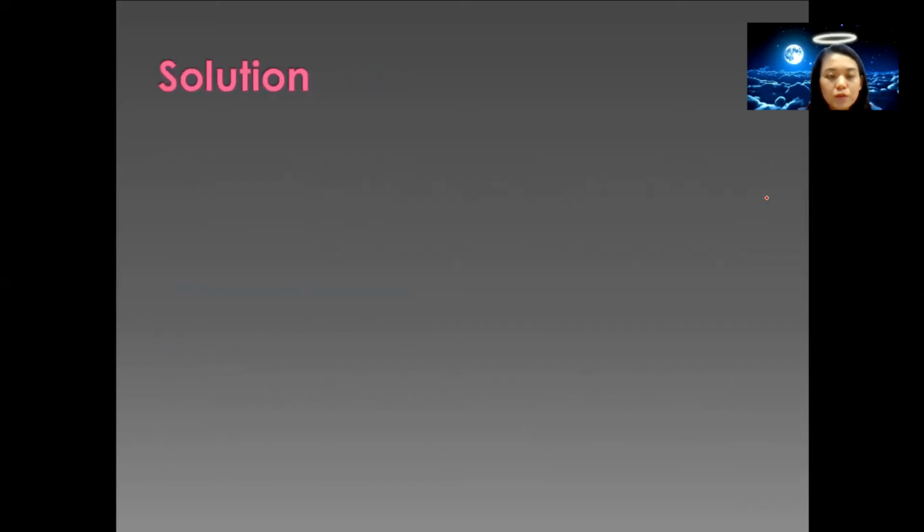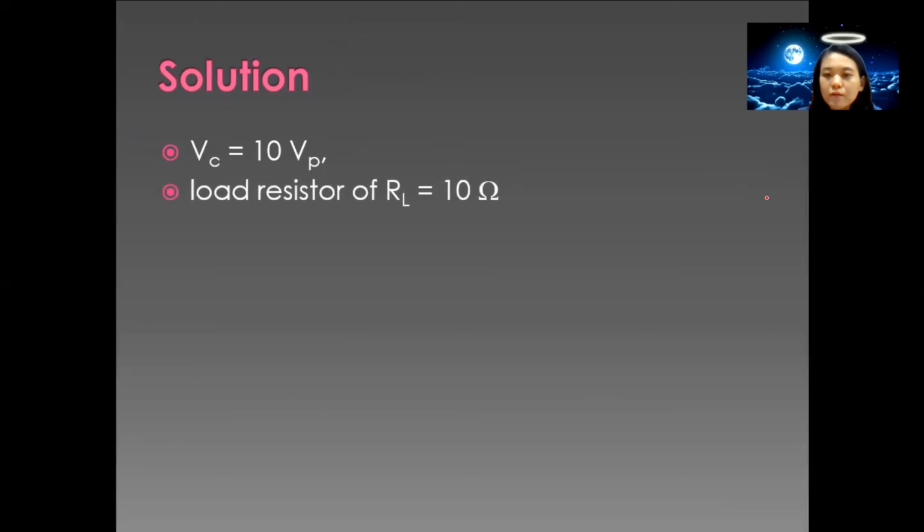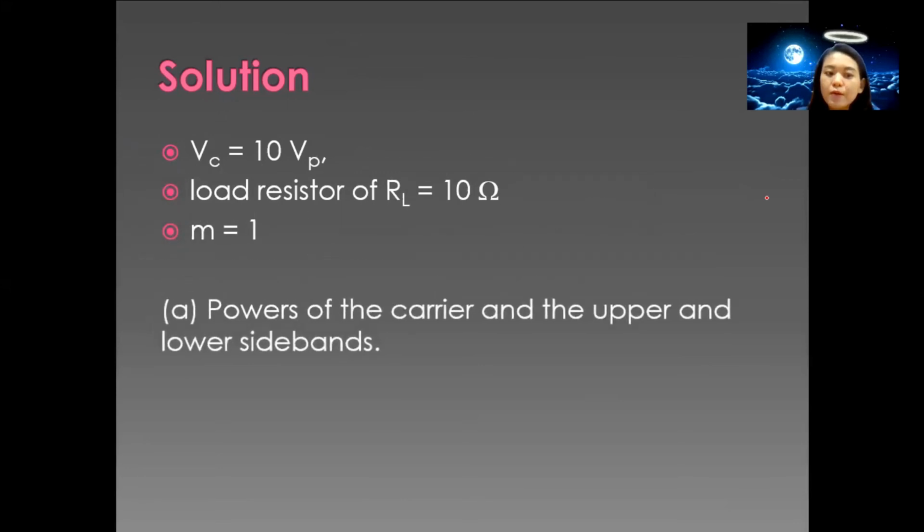Okay, now we go to the solutions. First, we list down the information from the question. VC is equal to 10 V peak. The second piece of information is the load resistor RL is equal to 10 ohm. The third is our modulating index, which is equal to 1. Then we start with A, the power of the carrier and the upper and lower sideband.